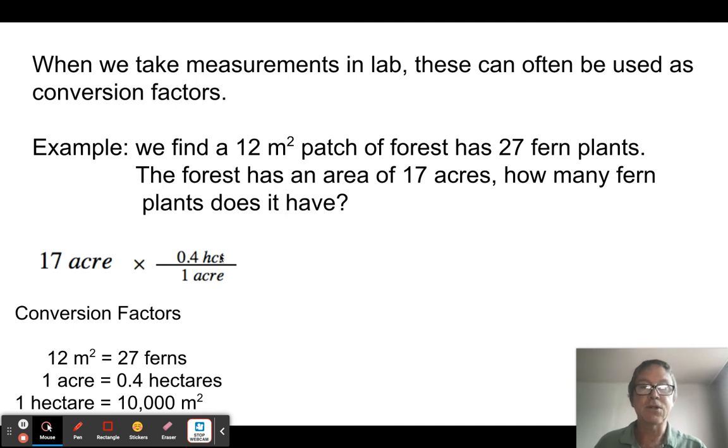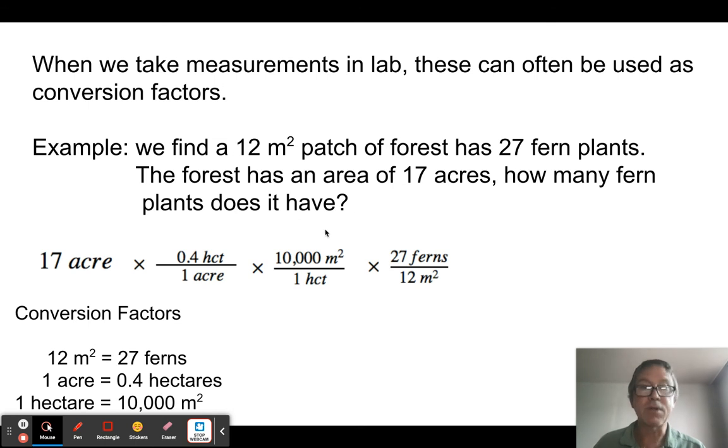I don't want hectares, so I'm going to multiply by another fraction that has hectares in the bottom. What could I turn hectares into? I could turn it into square meters. Now, acres has been canceled out. Hectares has been, I have square meters, but I wasn't asked how many square meters were in 17 acres. I was asked how many fern plants. So now I've got to put square meters in the denominator, and I can convert that into fern plants. Now, once everything cancels out, I have ferns up above, which is what I've been asked to find.